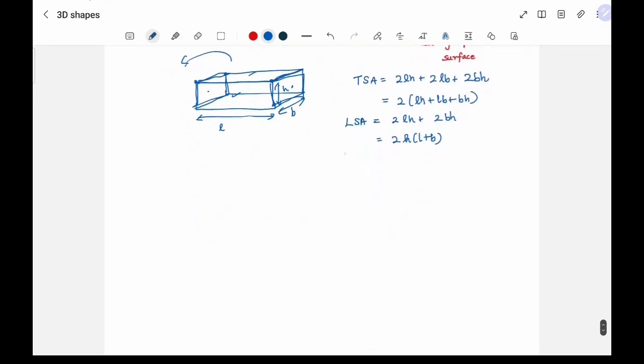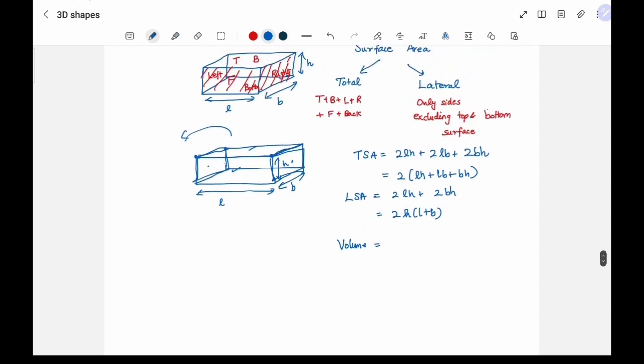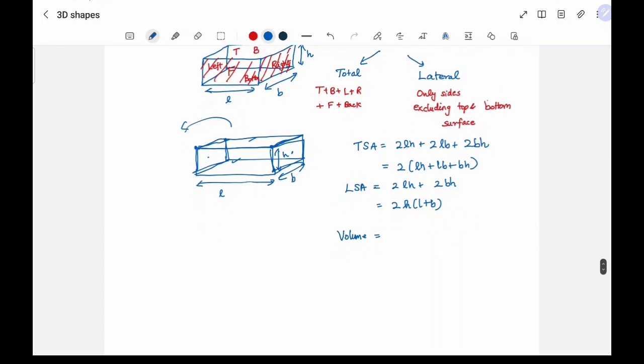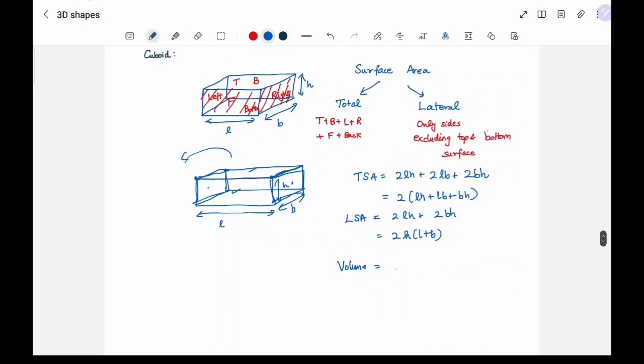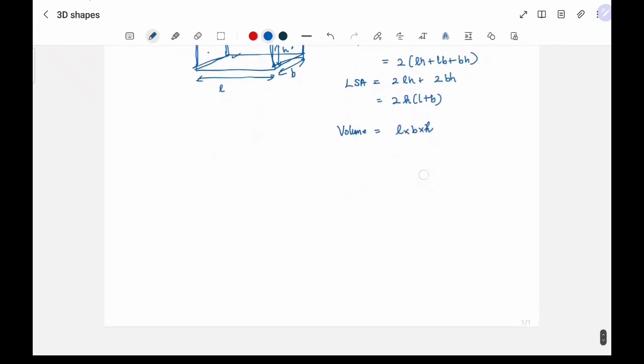Okay. And we have what is called the volume. Volume is nothing but the amount it can hold, right? Suppose you pour water into this 3D figure, how much it can hold, that is the volume. It is the capacity of how much this cuboid, or any 3D figure, can occupy. So volume of a cuboid is L into B into H, length into breadth into height.